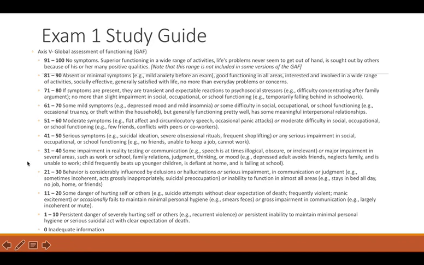Again, on the exam it's multiple choice, but there will be scenario questions. So if you had to assign a GAF score to a patient in a scenario, you would want to be able to do that.